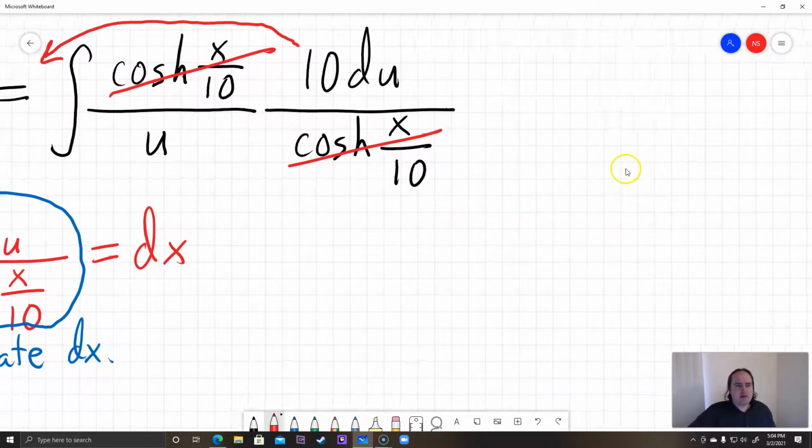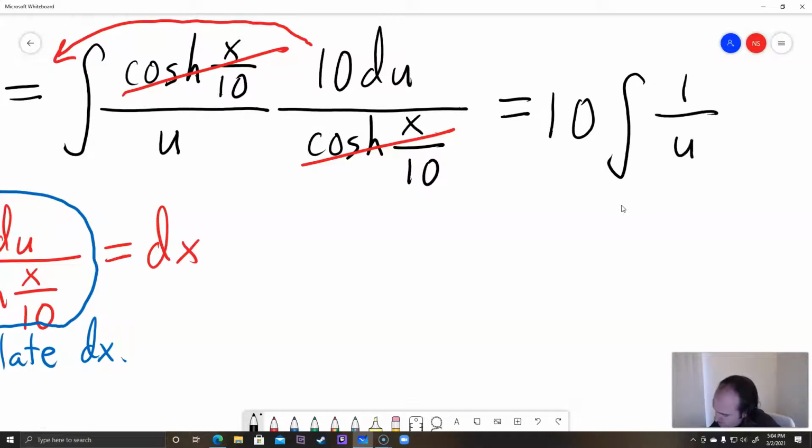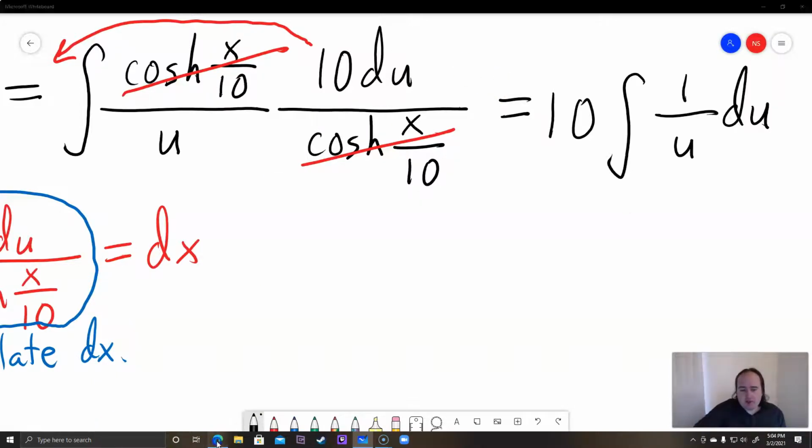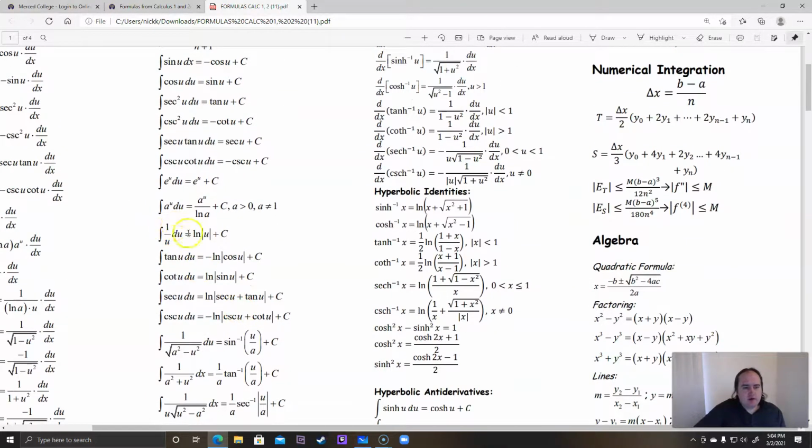After we do that, we're going to wind up with 10 times the integral of 1 over u du. And what is the integral of 1 over u du? Well, if you forgot it, it's on your formula sheet. So you look under antiderivatives. The integral of 1 over u du is natural log of absolute value of u plus c.